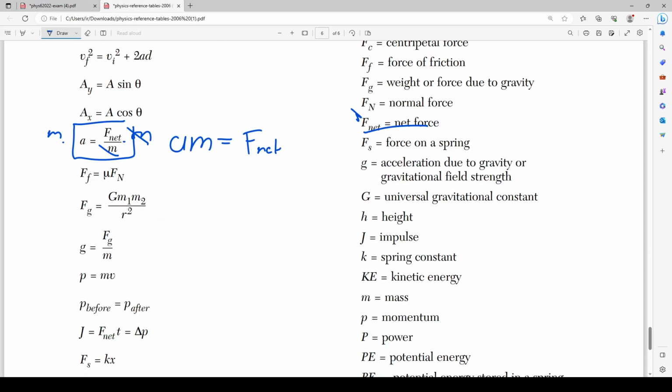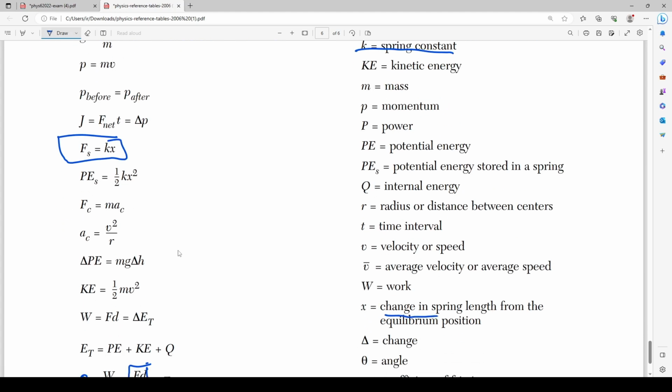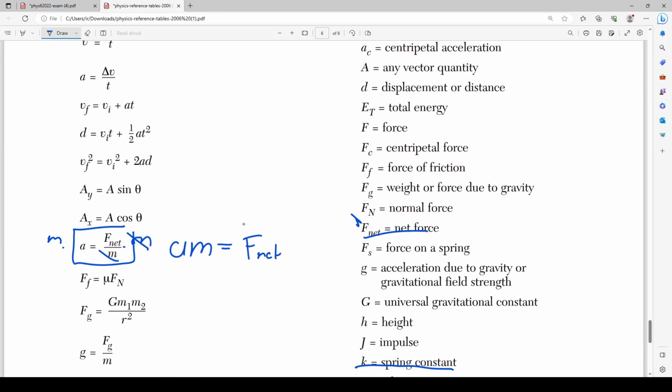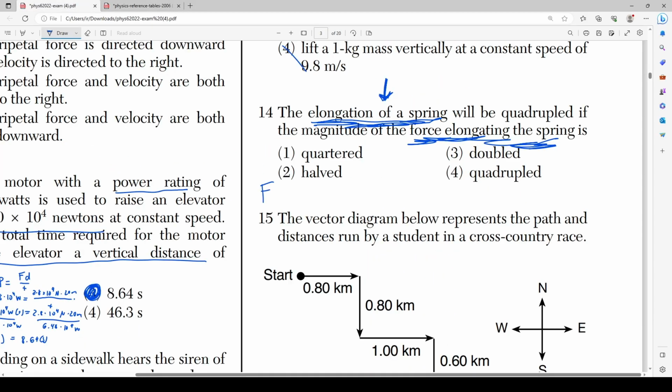So I'm going to look at my reference table for a formula that pertains to the spring force and elongation. I'm going to find Fs, or spring force, is equal to kx. If I don't know what kx is, I know that k is my spring constant, and x is my change in spring length, or my elongation. And just to be extra safe, Fs is force on spring. So I'm going to write this down: Fs is equal to kx.